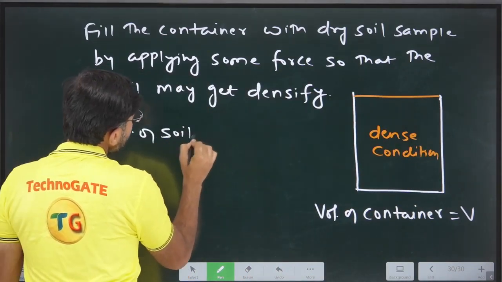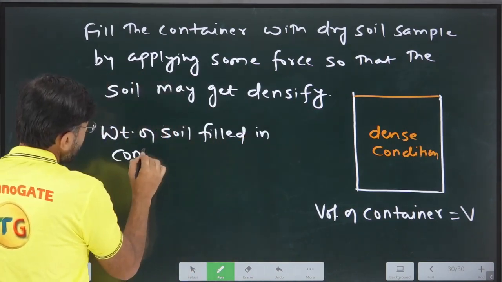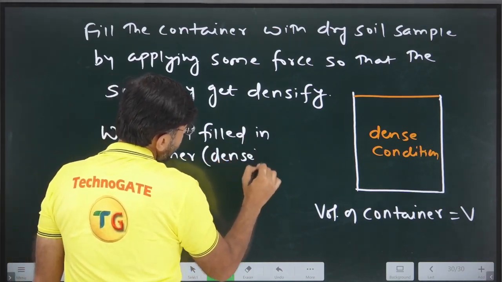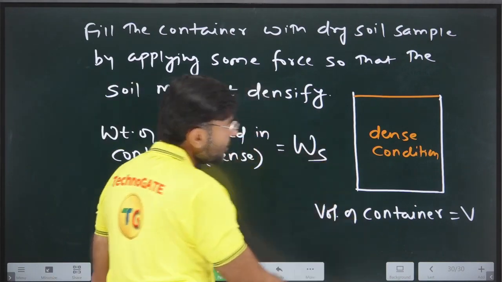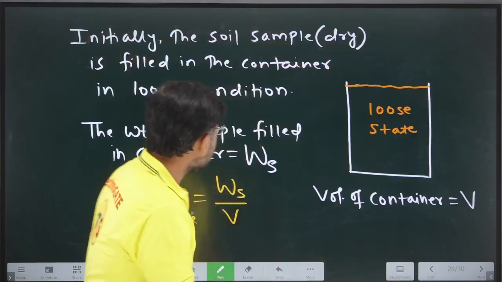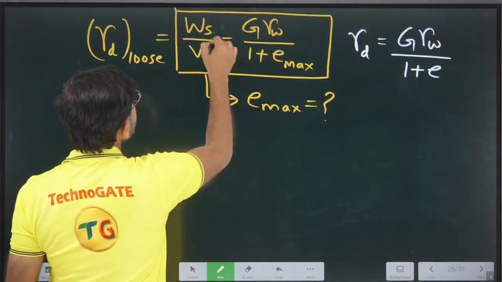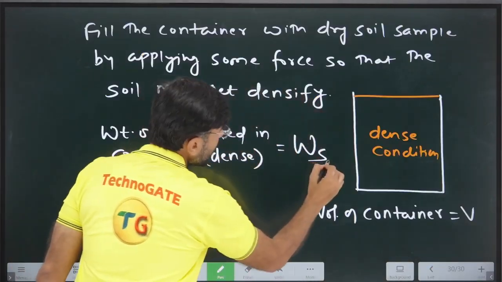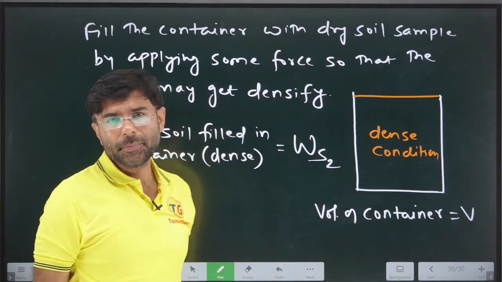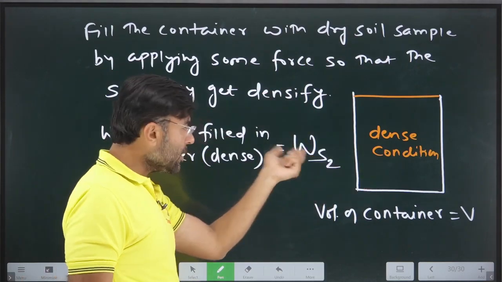Weight of soil filled in container in dense condition. Let us say the weight is Ws. Let us write this as Ws1. Okay. And now the weight is Ws2. More and more soil can be filled in this container once I densify the soil. So let the weight of the soil that was filled in the container under the densest state be Ws2.